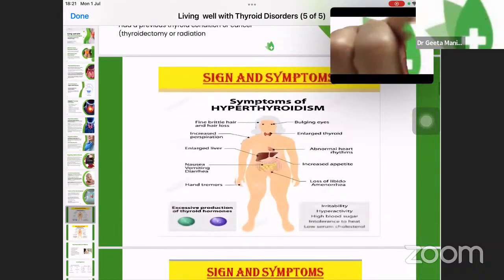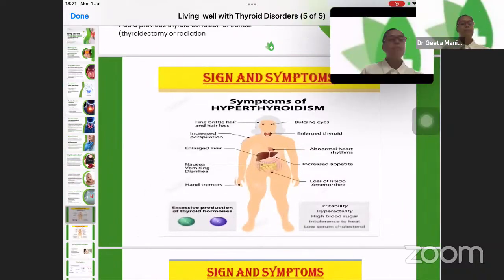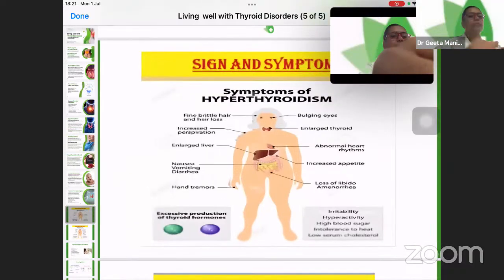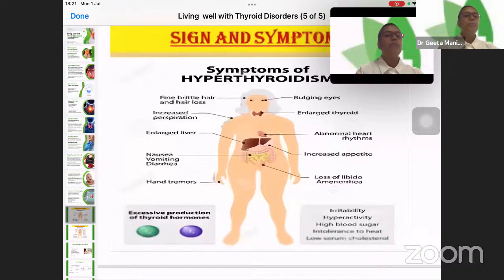Signs and symptoms. Fine brittle hair and hair loss. These are hyperthyroidism, when the thyroid hormone increases. There's increased perspiration. There is enlarged liver, nausea, vomiting, diarrhea. There are tremors in the hand.